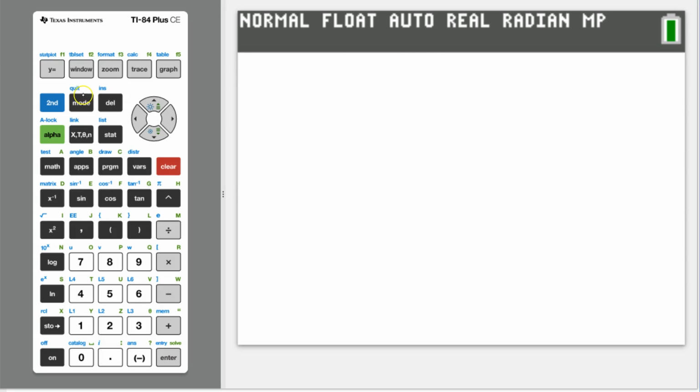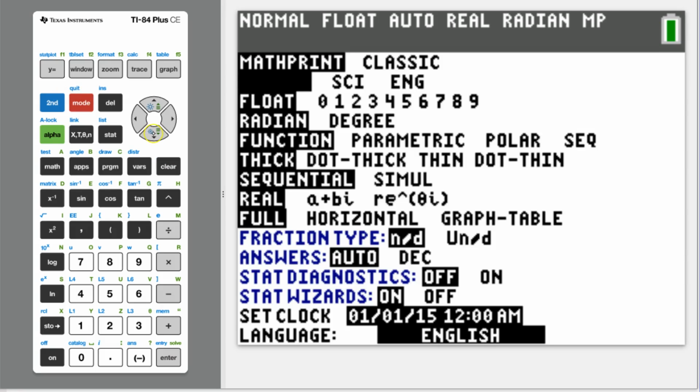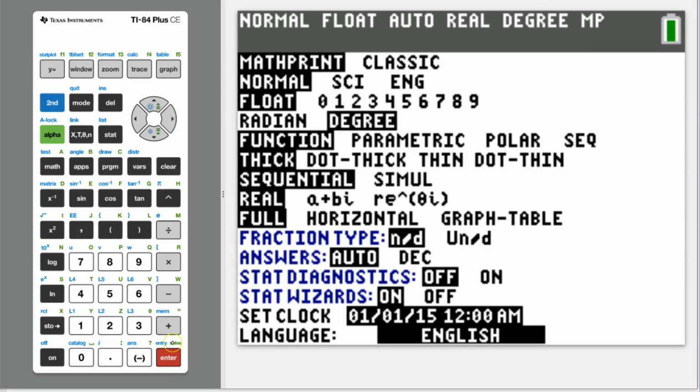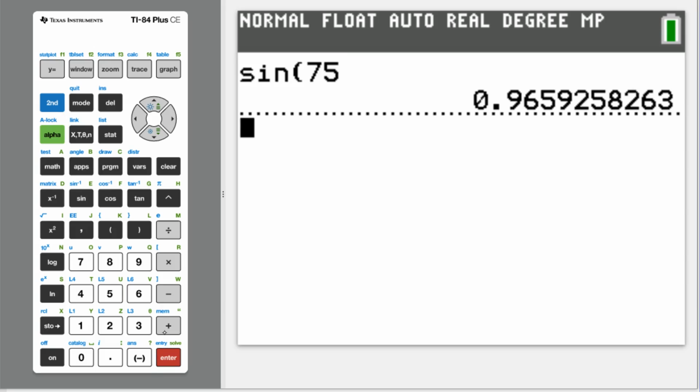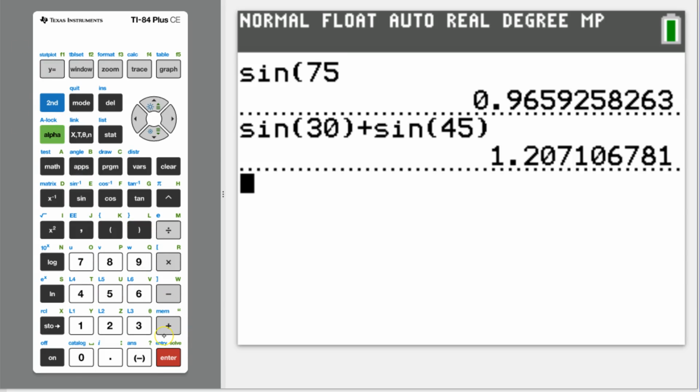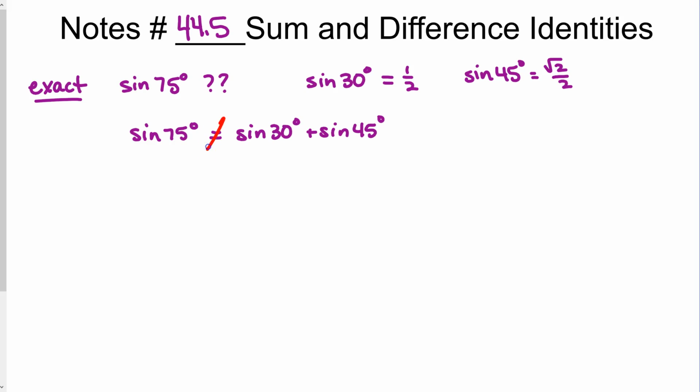So here's my calculator. I'm going to check the mode. And I'm working in degrees, although the things we're learning today could be done with radians or degrees, it doesn't matter. But I'm just going to work with degrees, so let's change that mode. And then let's find the sine of 75 degrees, the approximate value there. And then let's find the sine of 30, close those parentheses, plus the sine of 45. Okay. We can see that these are not equivalent, so you can't just factor out or distribute a sine function. So I have to say a big no to that.